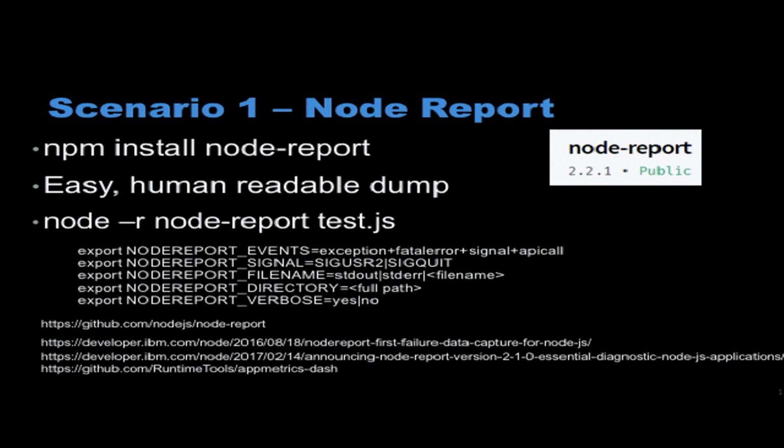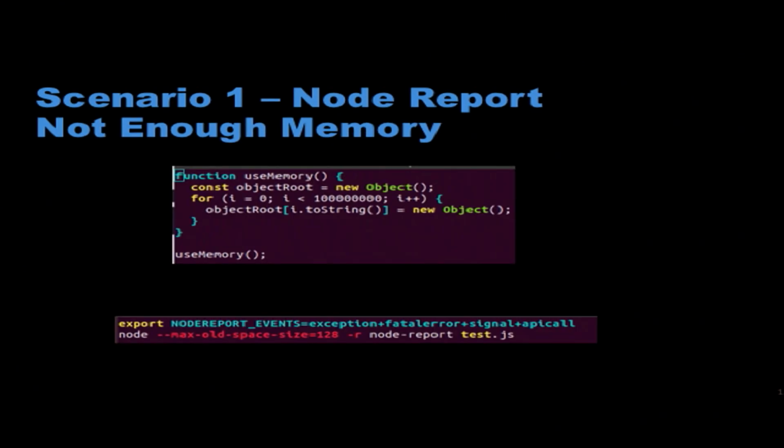You can run it today by using -r to load the module at startup, and you can set parameters like which events you want a Node Report to be generated on, and if you want to be able to trigger them by sending signals and so forth, you can set that in the environment. I've got some links there if you want to read a little bit further.